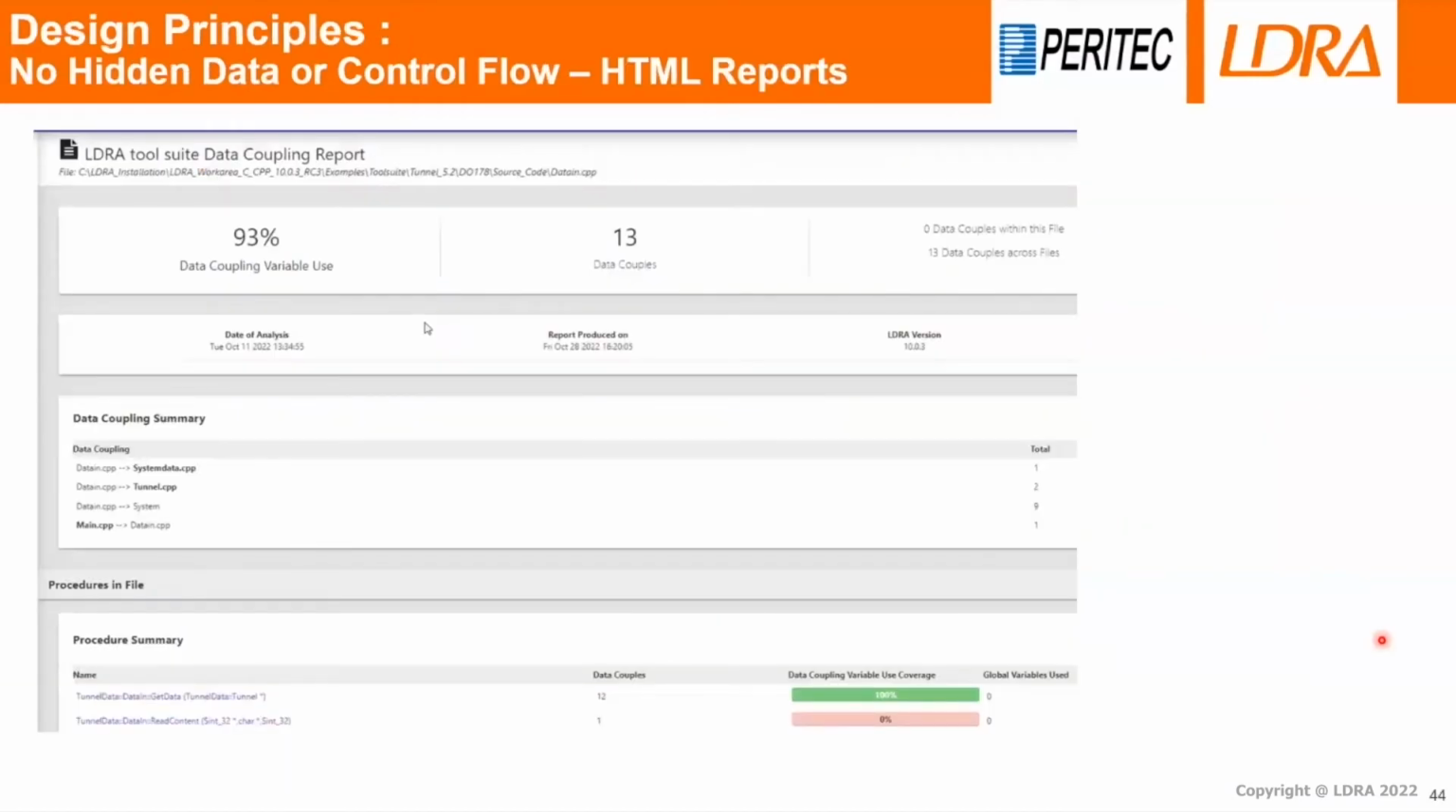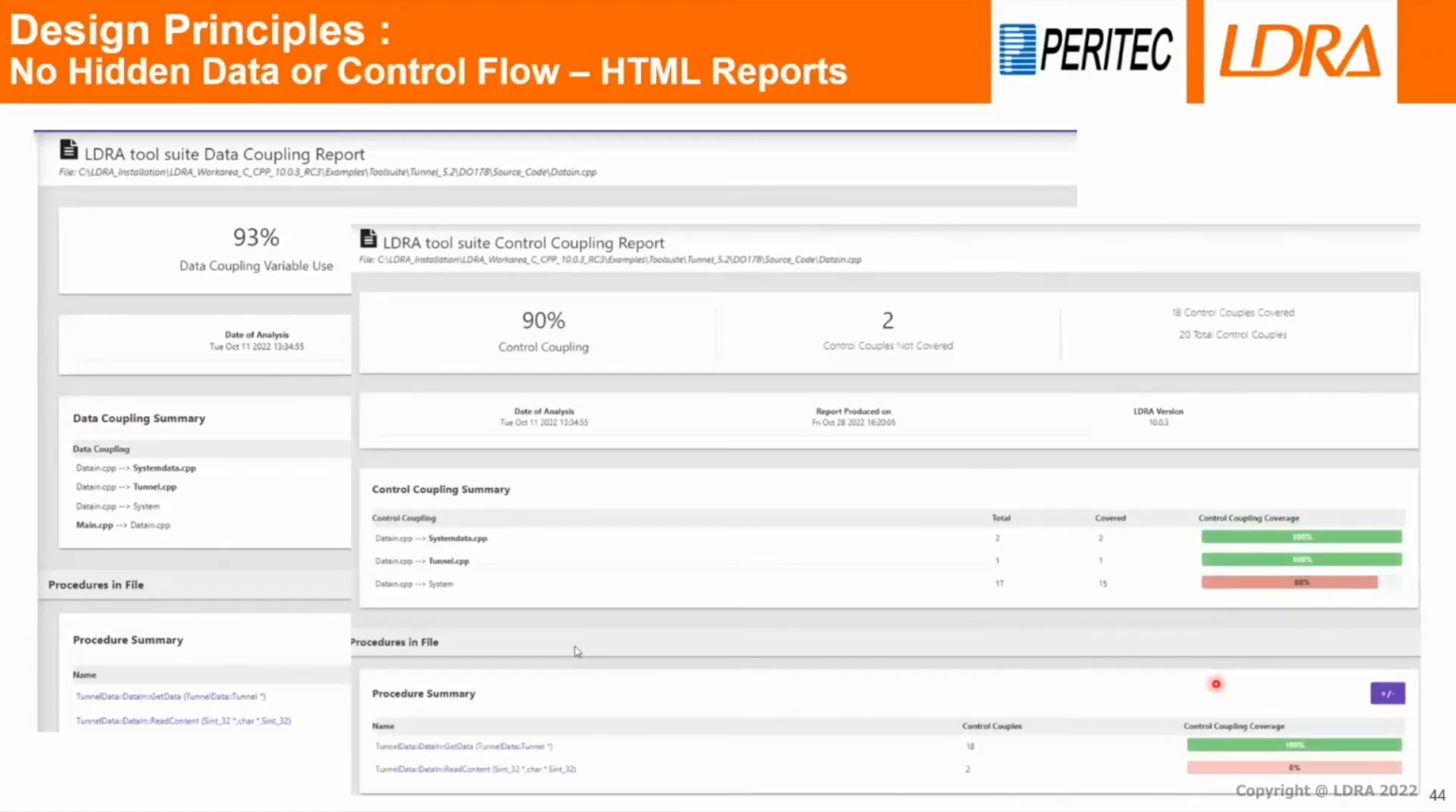Similarly, for control flow and data flow, we can see a detailed report where the tool will show you what percentage of data coupling variables are used. There are 13 data couples. Out of that, a few data couples are not used. So you can see in which function one data couple is missing here. That means I need to create an additional test case to ensure that this data couple is executed, and I need to observe that there is no deviation in the behavior while executing this test case.